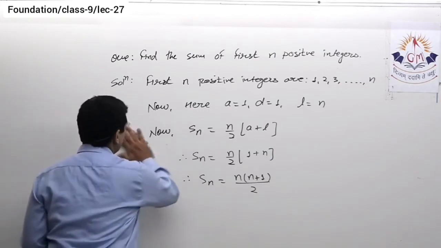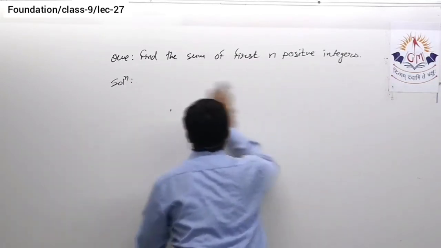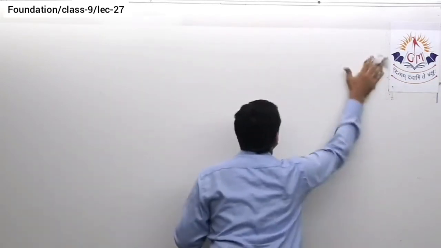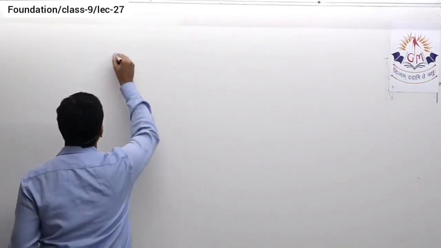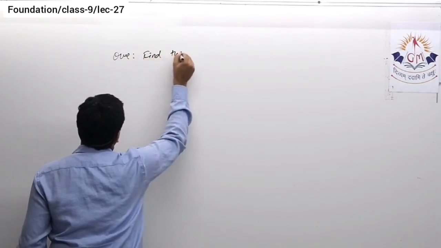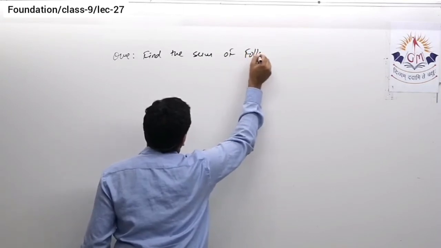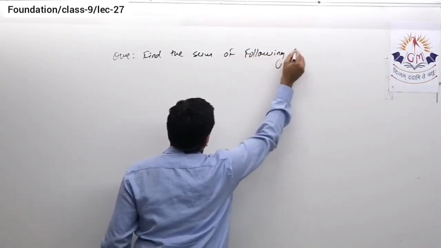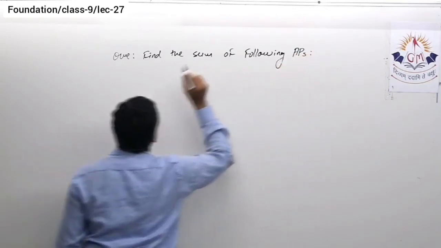Okay, next question is find the sum of the following APs. Find the sum of following APs.